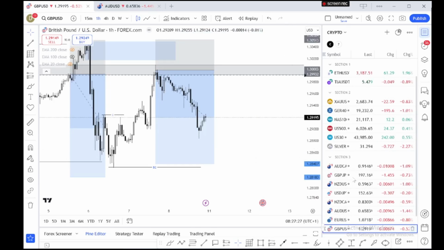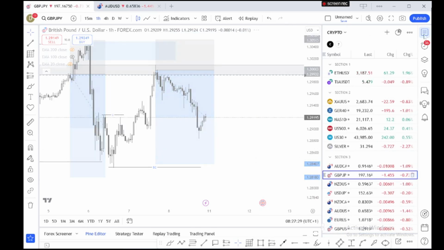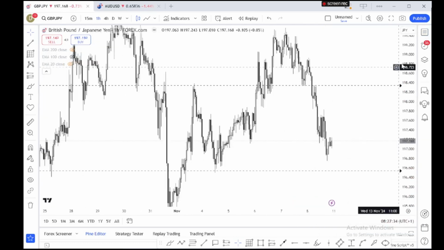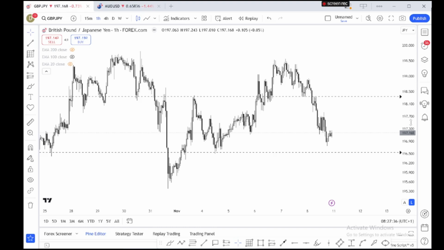So I had a trade here on GBP USD, which is still running. Then this is another trade I'm still on, GBP JPY. The same approach, the same techniques is what I used on this trade.